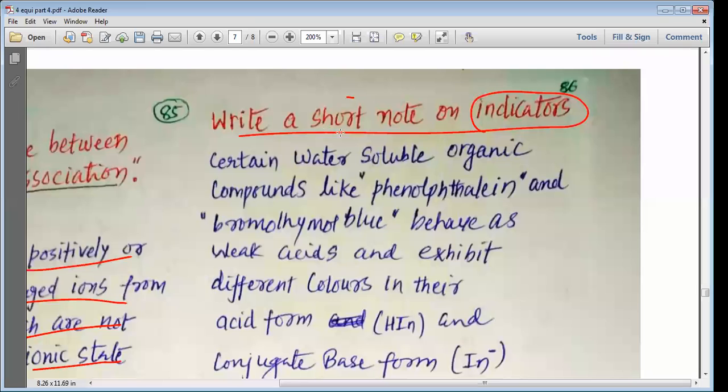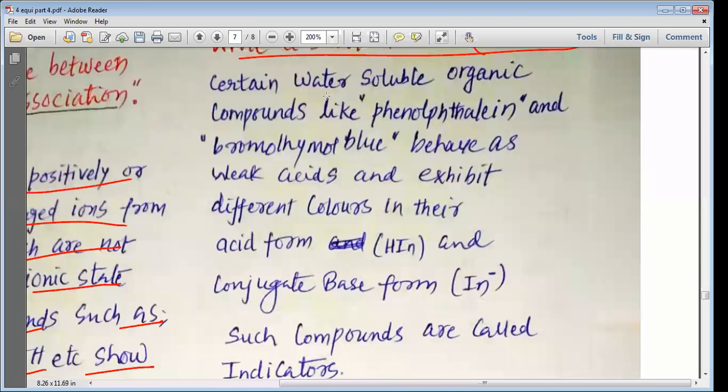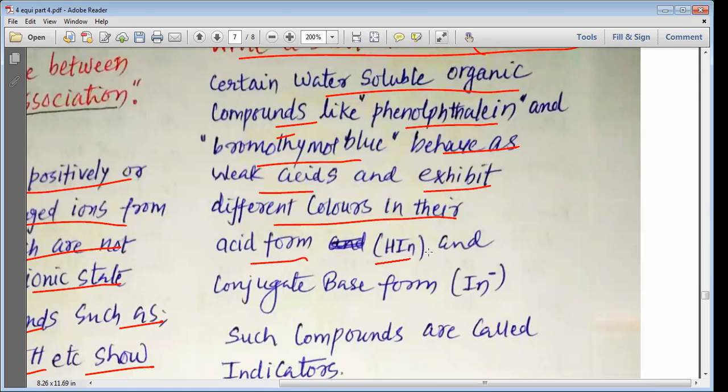Here we have a question: write a short note on indicators. Let us study certain water-soluble organic compounds like phenolphthalein and bromothymol blue, which behave as weak acids. These compounds, phenolphthalein or bromothymol blue, are weak acids and exhibit different colors in their acid form, that is HIn, and in their conjugate base form, that is In minus.